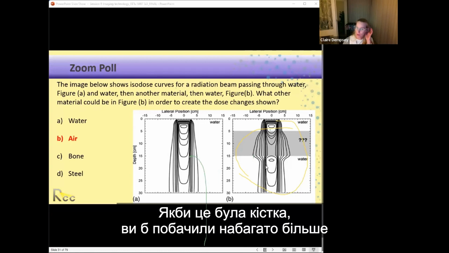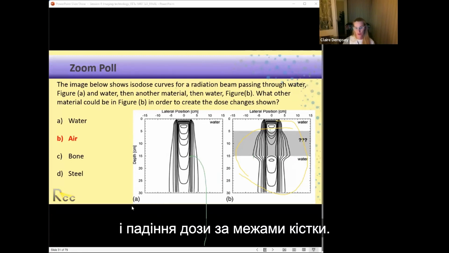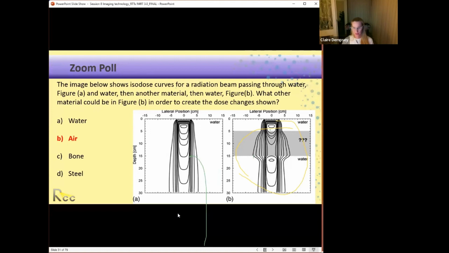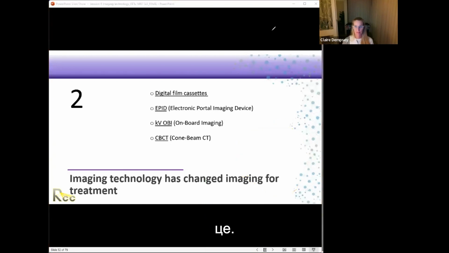If it was bone, you'd see a lot more dose absorption in the bone, less scattering, and a dose drop off beyond the bone as well. So 43% did all right. Well done. Okay, just let me quickly clear that.